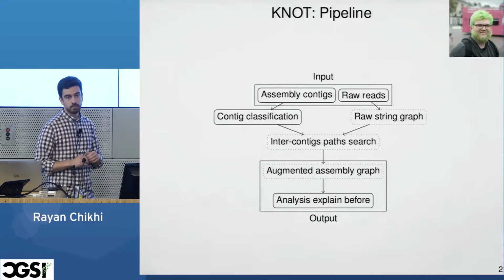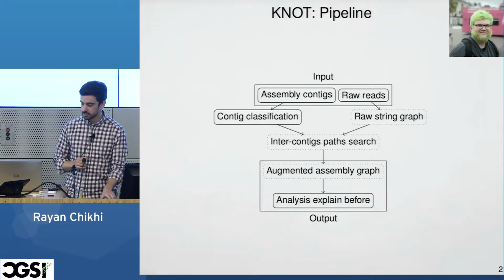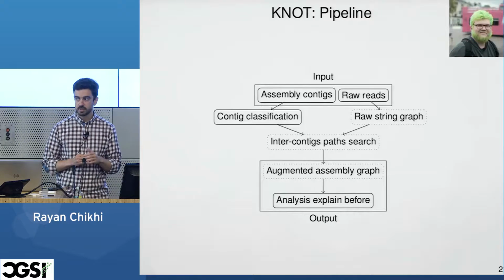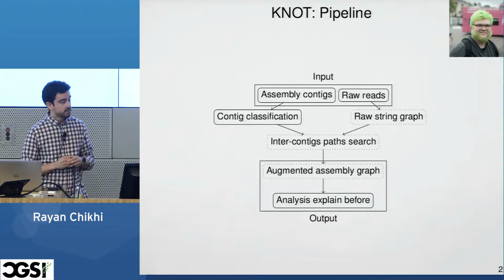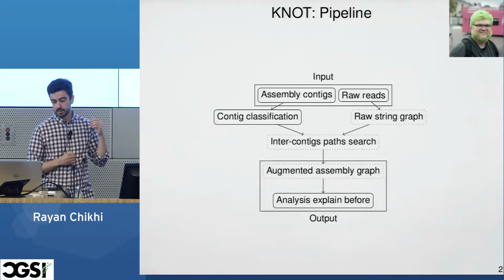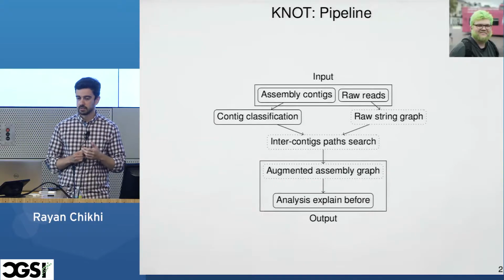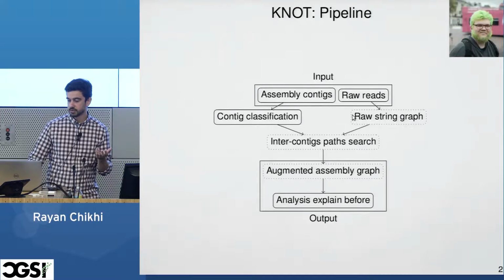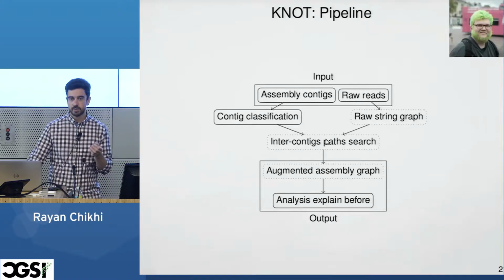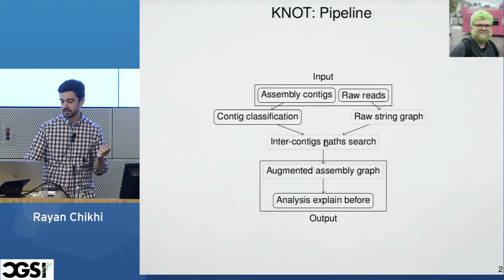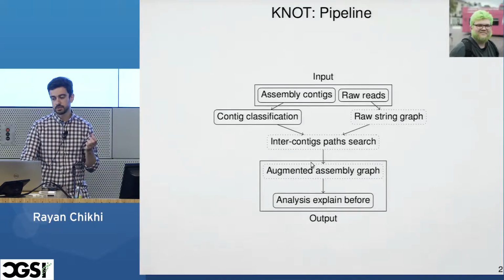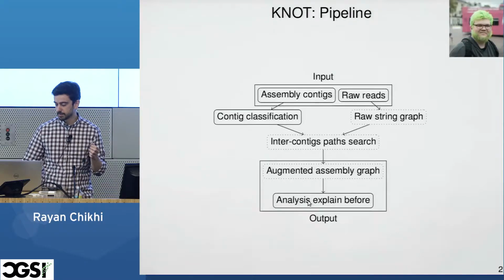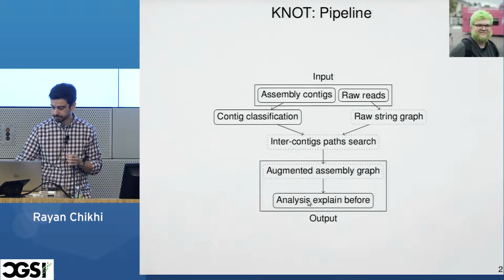So we thought about automating this type of analysis, and we produced a pipeline. A PhD student, Pierre Marijon, produced this, and he was here actually last year at CGSI. The pipeline takes assembled contigs and raw reads, does some classification to remove plasmids and so on, constructs a raw string graph, and then does path search between contigs using the string graph. In the end, it produces what we call an augmented assembly graph, and then we can perform some analysis, same as I explained before.